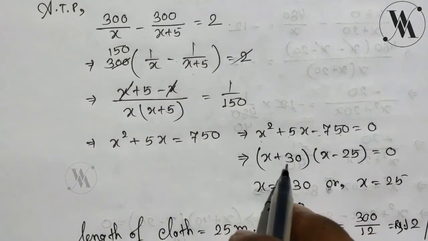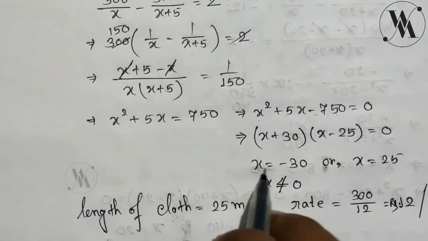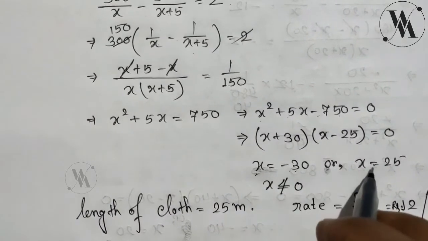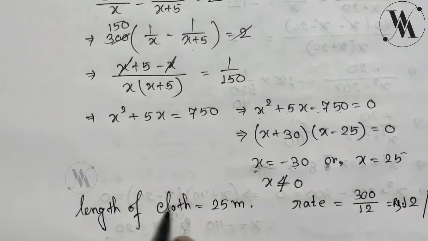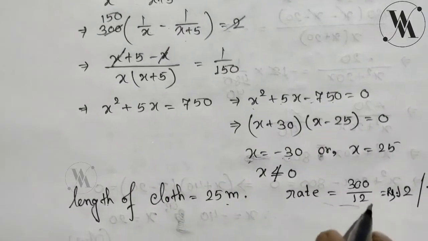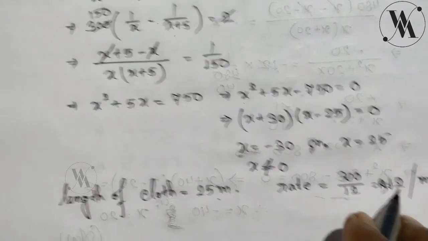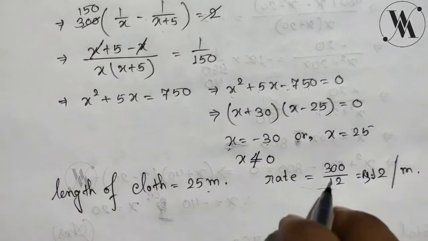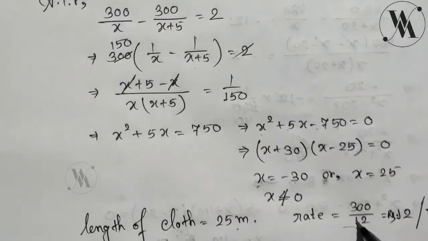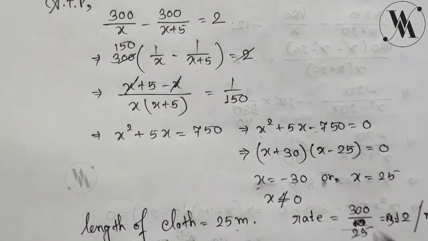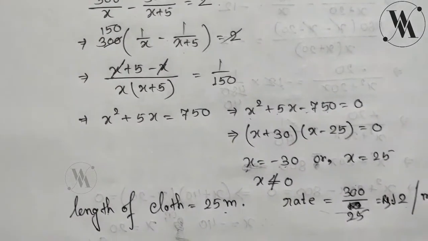And after solving by the middle term factorization method, you will get x = -30 or x = 25. As the length of the cloth is 25, the rate is 300/25, which equals 12 rupees per meter. Okay, sorry, this is 300/25, that equals 12.